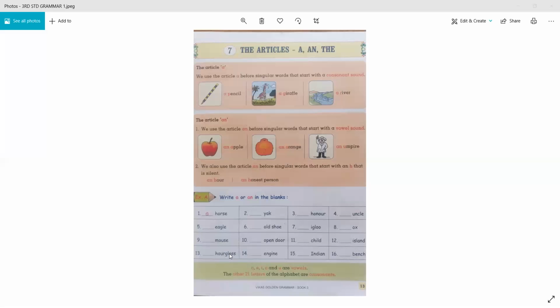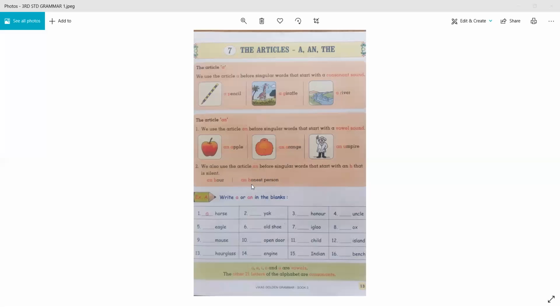Don't be confused. Okay. Now in this picture also, there are some words that start with an H. Yes, we know, of course, H represents a consonant sound, but then also we are using article an, because here H is silent. यहाँ H silent है, इसीलिए ये साउंड क्या आ रहा है, आर, O-U-R. तो H silent हो गया. So here we are going to use an hour.